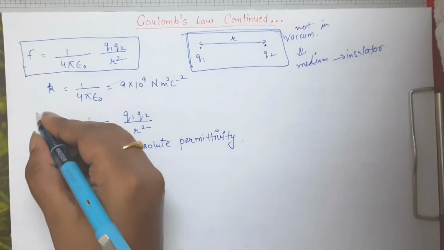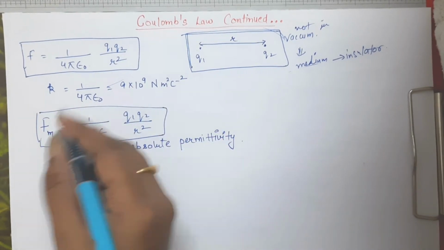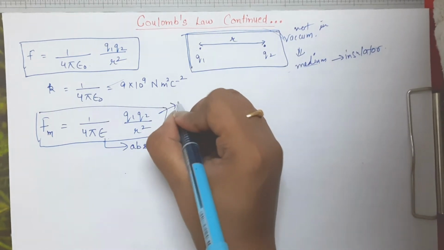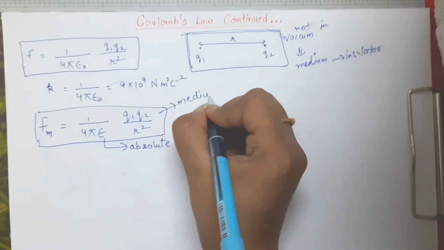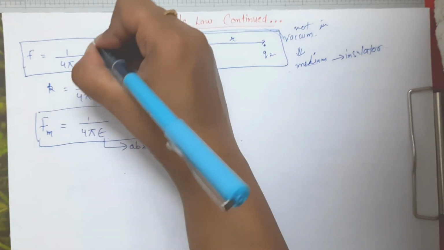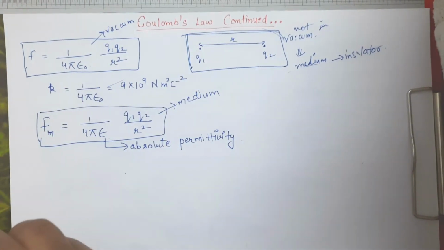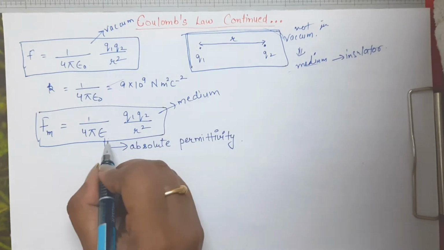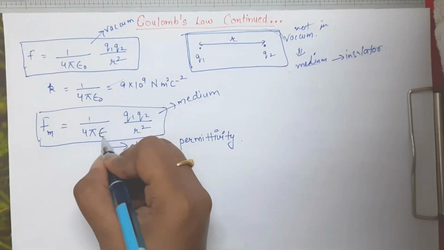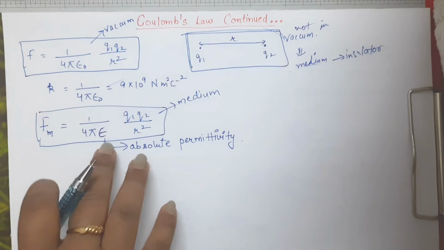Okay, so this will be the force when this whole system is in a medium, not in vacuum. This is the formula when the whole system is in vacuum. So this you have to remember. In medium we will use absolute permittivity, which is designated as epsilon.